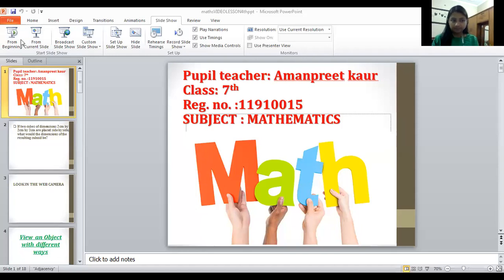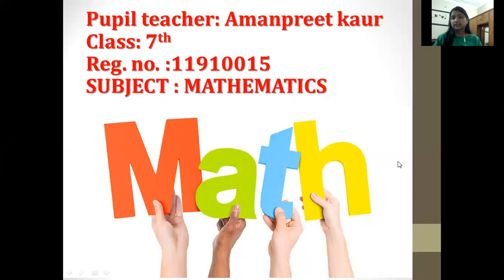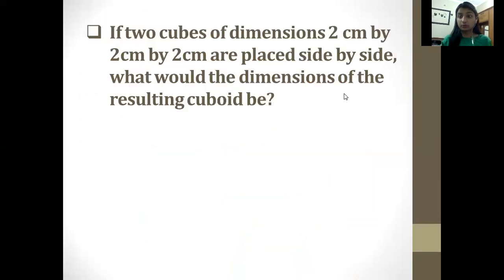So students, this is our 7th class. So we would be continuing with the chapter which we were doing in previous class. Here's a question in front of you where you have to solve this question. Read the question carefully first. If two cubes of dimension 2 centimeter by 2 centimeter by 2 centimeter are placed side by side, what would be the dimension of the resulting cuboid?